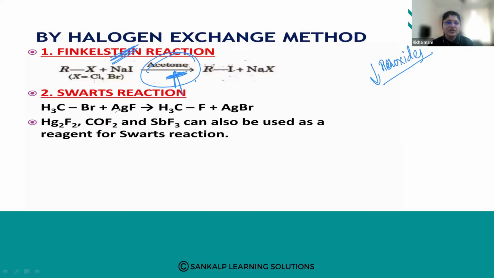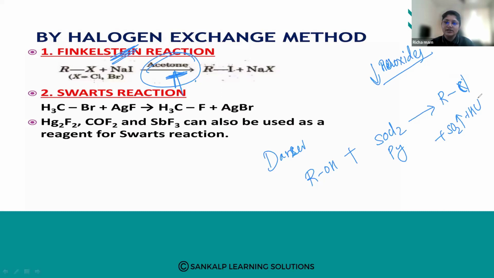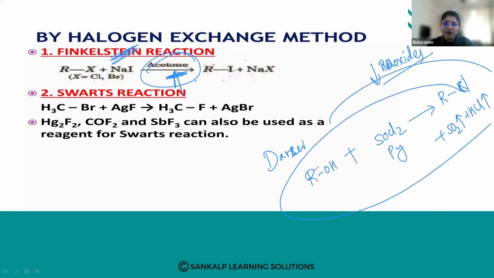reactions like Finkelstein reaction, Schwarz reaction. Now in Darzen's process, what we have seen in Darzen's process. So in the Darzen's process, we have an alcohol. Okay, it is reacting with thionyl chloride in the presence of pyridine. And what you will get? You will get RCl plus SO2 gas and HCl gas. So this is constant. Only your alkyl will change. Depending upon the example, what alcohol you are taking, based on that, your product will change. But the reagent will remain the same. Finkelstein reaction, Schwarz reaction, these are constant.